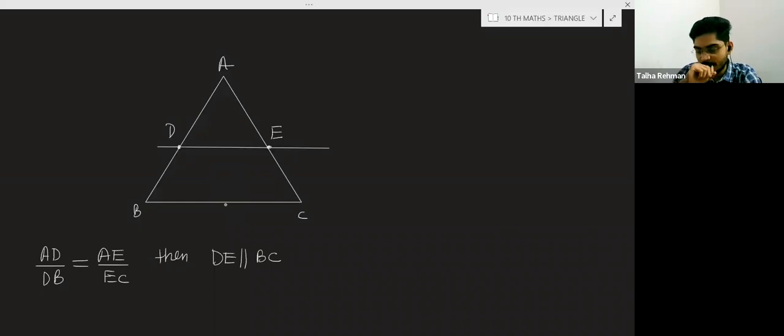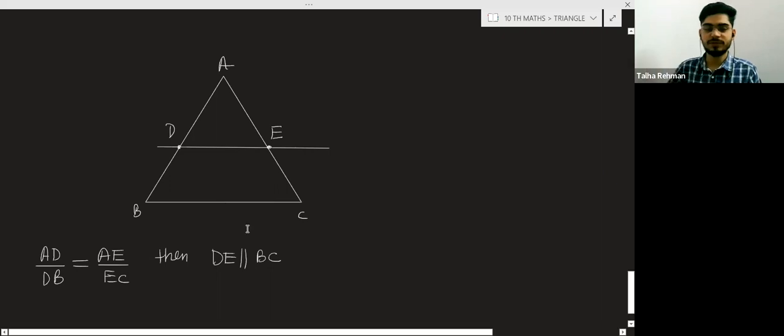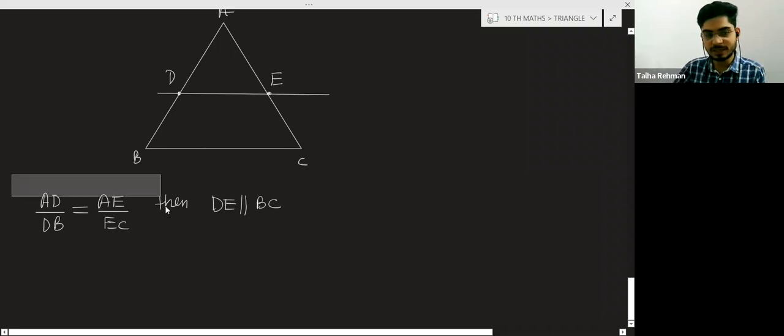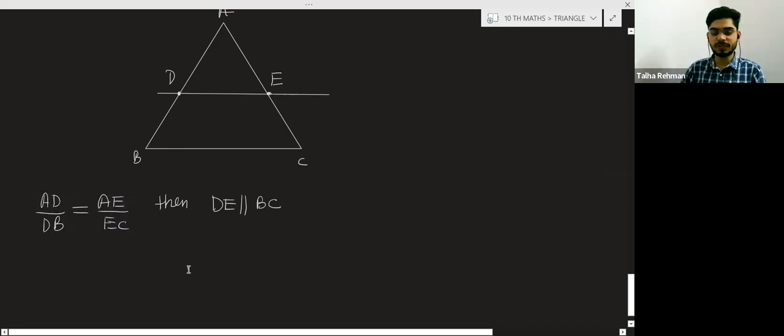If you draw a line and that line divides two sides of the triangle in the equal ratio, then this line will always be parallel to the third side. Okay, so this is the condition. So now we have to prove that this DE is parallel to BC, and this will be the given condition.